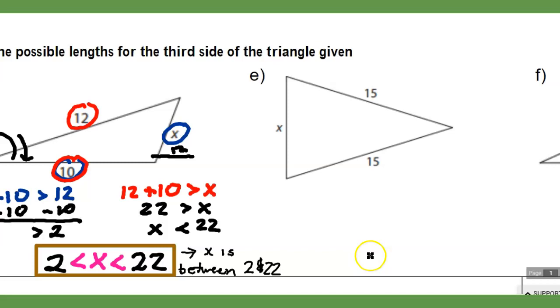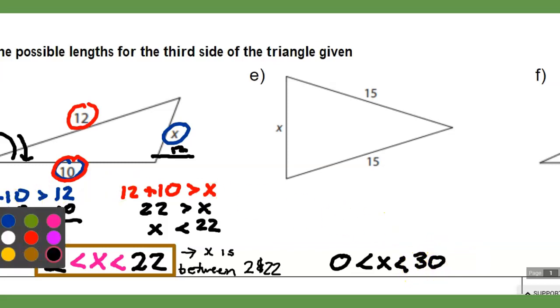All right, so your answer is going to be this. X is between, and what two numbers? 15 minus 15, 0. So it has to be bigger than 0. 15 plus 15, 30. It has to be smaller than 30. So 0.001 to 29.999 would make a triangle. And we could, of course, prove that all by doing the actual inequalities.